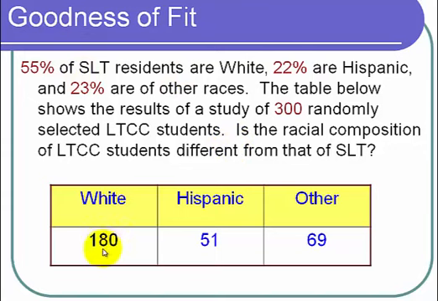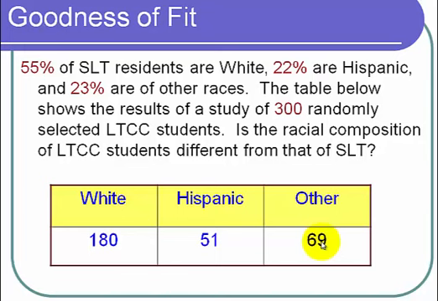And here are the numbers in this study, and of course this is fictitious, but imagine a study was done. Then in this study that could have been done, they got 180 students that were white, 51 were Hispanic, and 69 were from other races. So the question is, is this the same distribution for LTCC as the known distribution of South Lake Tahoe?